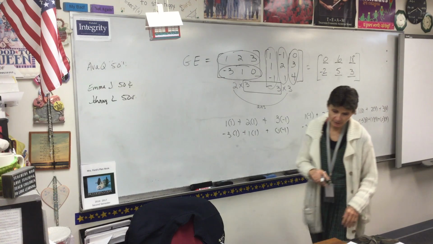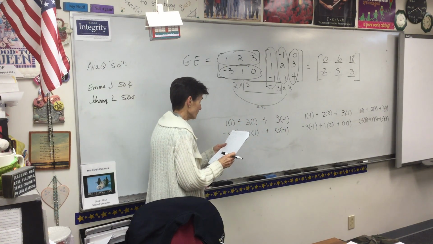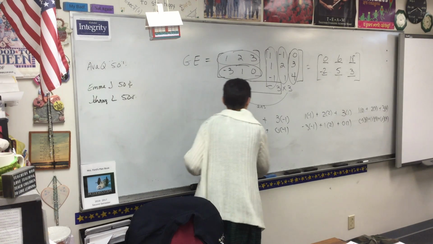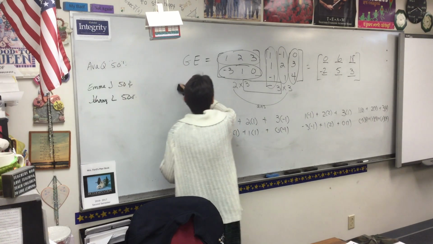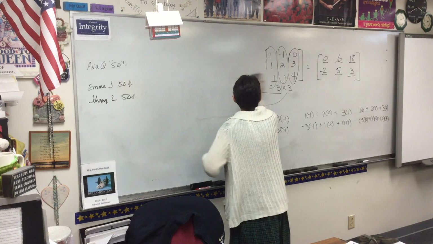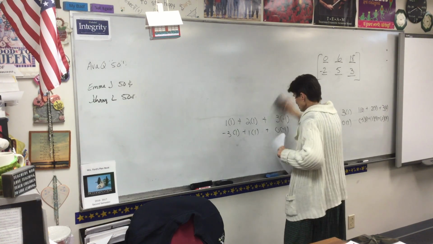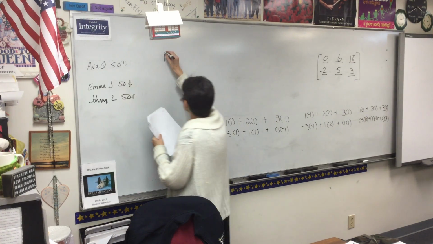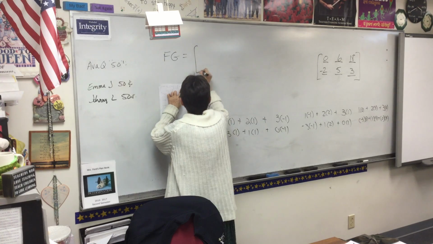Now we're going to do E times F, then F times G. All right, so the first thing we have to do, I'm going to erase this. Everybody good? So now we're doing F times G. First thing, I want you to check to make sure we can even do it, because sometimes we can't even do it.